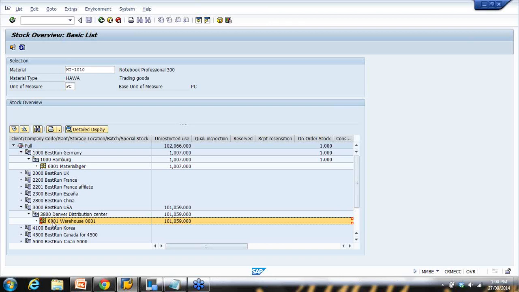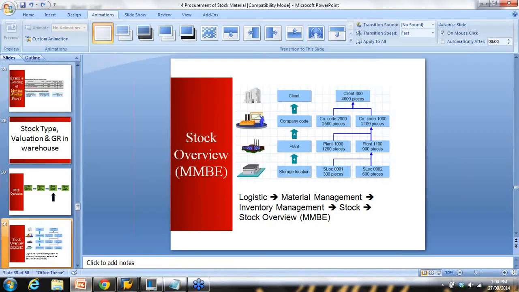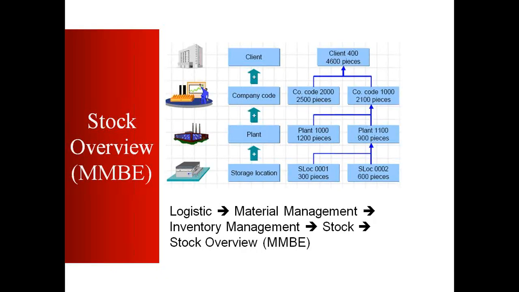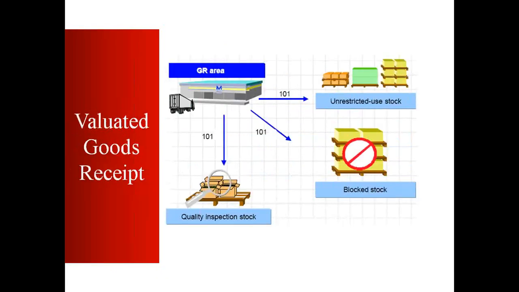There can be more than one storage location, and the stock can be maintained under that storage location as well. So if you have two storage locations, they will be added for the plant level, all the plants will be added for a company code, and all the company codes will be added for a client.